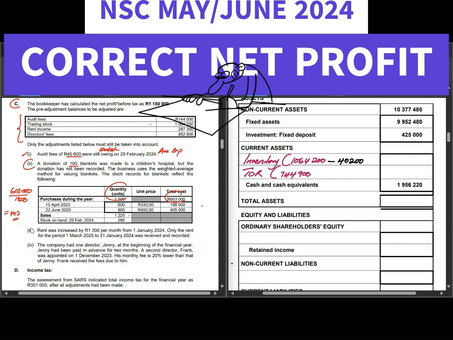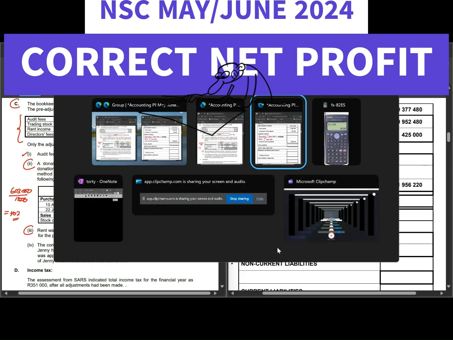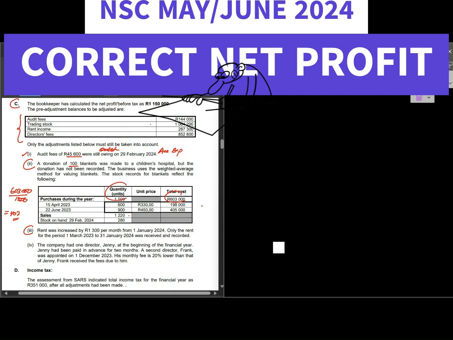Let me come now to number 3. Number 3 says rent was increased by 1,300 per month from the 1st of January. So for us to understand this adjustment, let me see if I can have the board here. So we are told that rent was increased by 1.3 per month from the 1st of January.